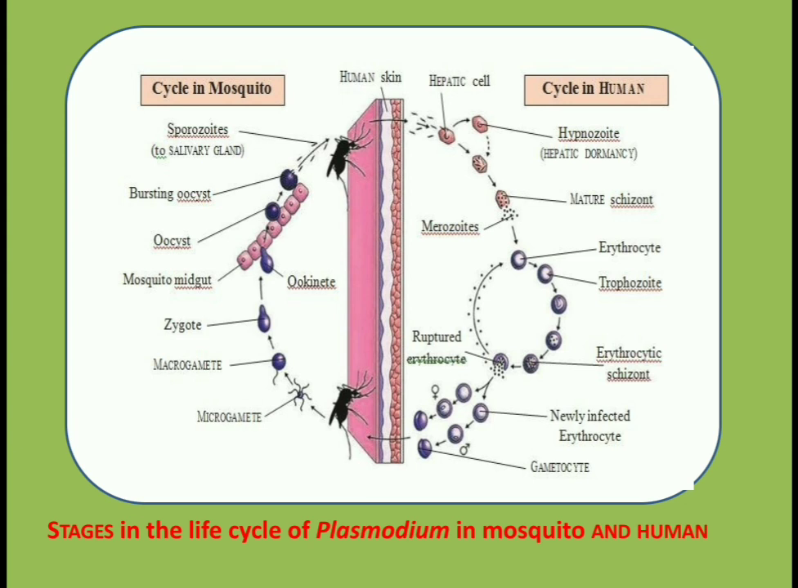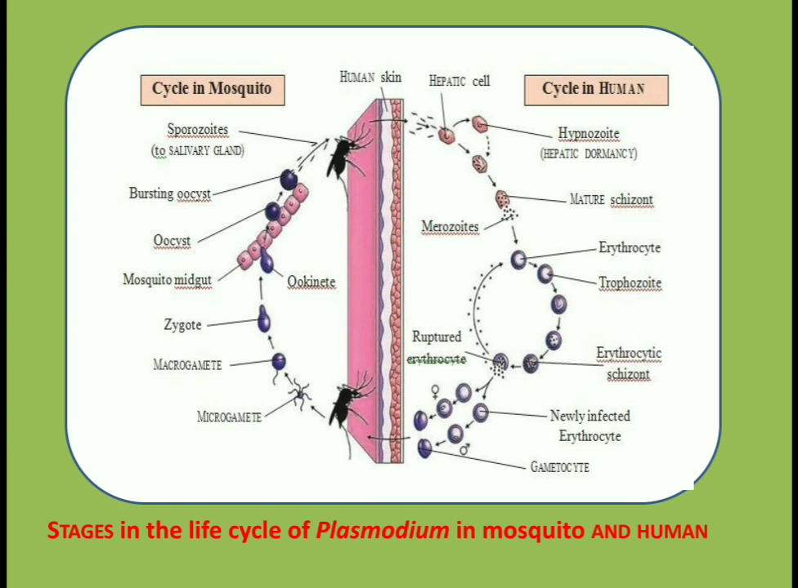into an oocyst. We are able to see the oocyst formation here, and the oocyst forms a large number of haploid sporozoites through meiosis. We all know meiosis is the reduction division, and this is also termed sporogony. The sporozoites now migrate to the salivary glands and are ready to infect a new human host.